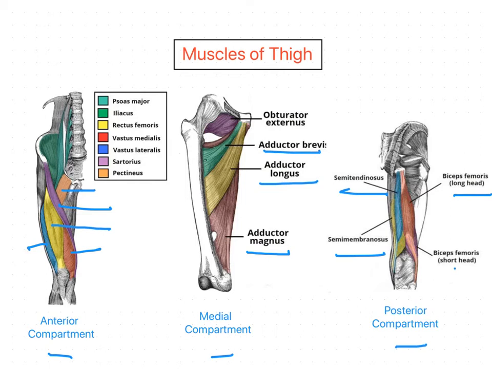So what are the muscles of the thigh? It includes anterior, medial and posterior compartments. The anterior muscles are the sartorius, and then quadriceps, which includes rectus femoris, vastus medialis, lateralis and intermedius, and then the pectineus muscle. All together they constitute the anterior compartment. In the medial compartment, mainly the adductor group: adductor brevis, longus and magnus, and we can also include the gracilis muscle here. In the posterior compartment, mainly hamstrings are present. The hamstrings constitute biceps femoris, semitendinosus and semimembranosus.